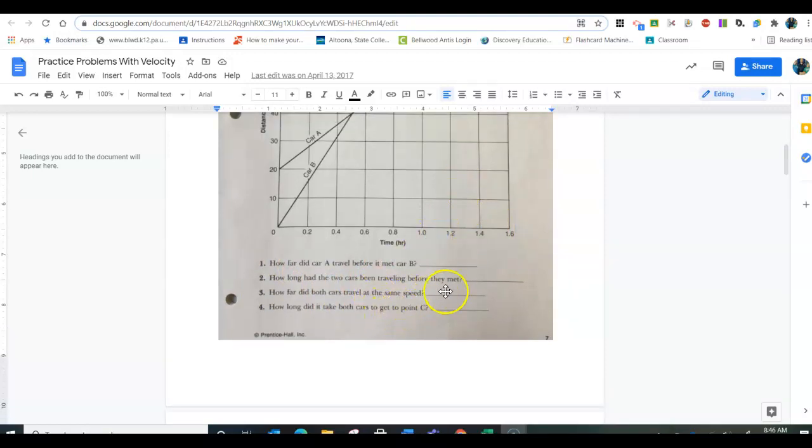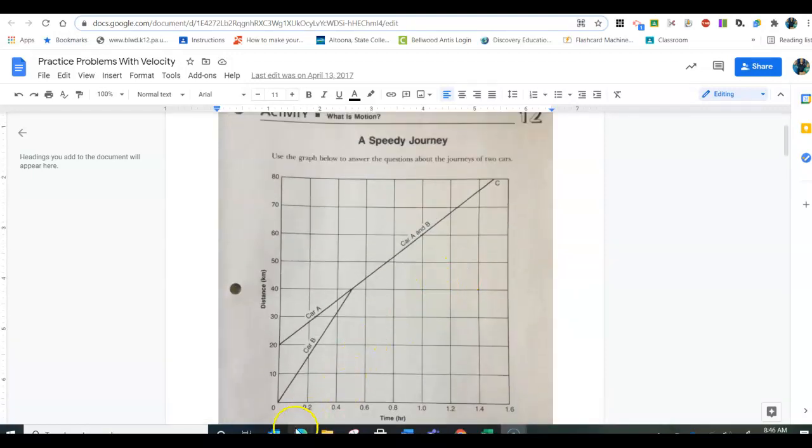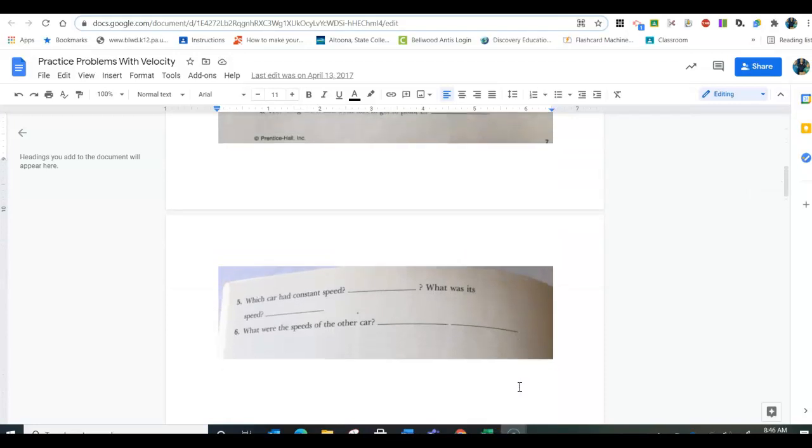How long did it take both cars to get to point C? Well, you start at 0, end at 1.5, so it's just 1.5. Which car had constant speed? Constant speed means that it didn't change its velocity. And then what were the speeds of the other car? I helped you with the one just a second ago.